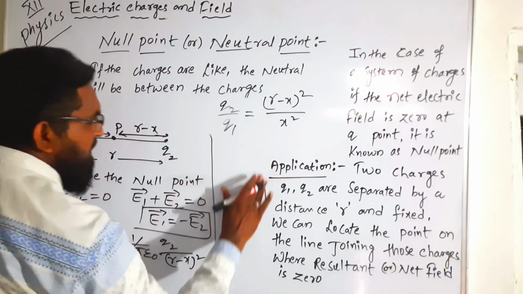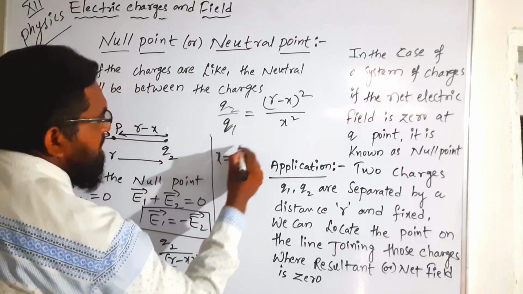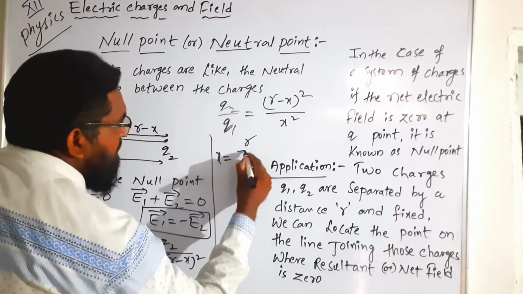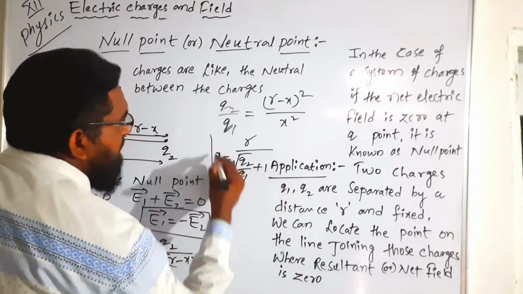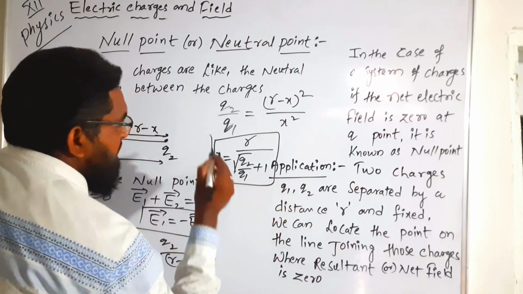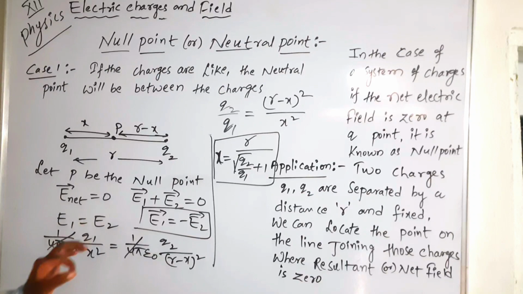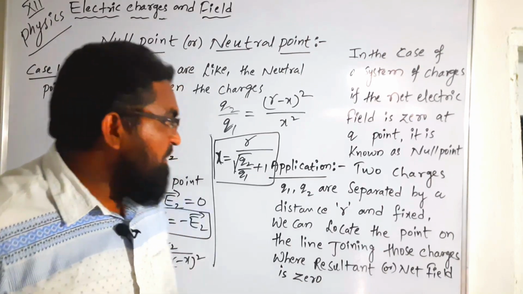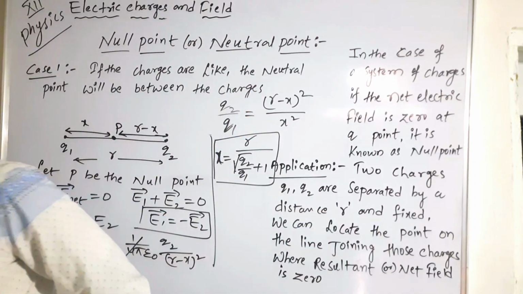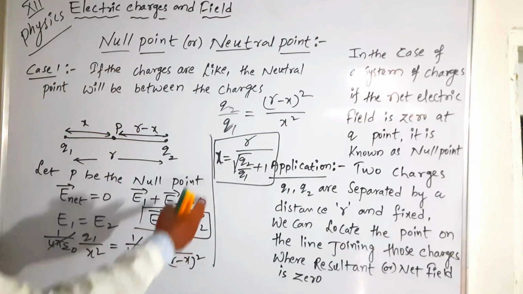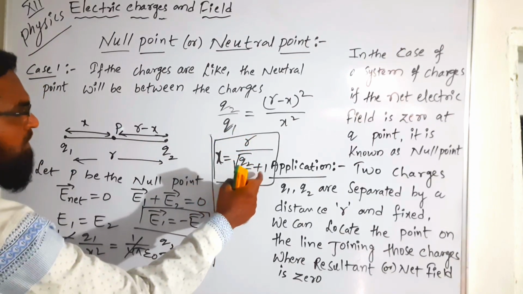After derivation we get x equal to R by root over Q2 by Q1 plus 1. This is the x value for the first case. Clear now, students? Very important thing, very useful concept. Repeatedly we are going to derive it. Next, the second case. So clear now, first case: finally we got the answer x is equal to R by root over Q2 by Q1 plus 1.